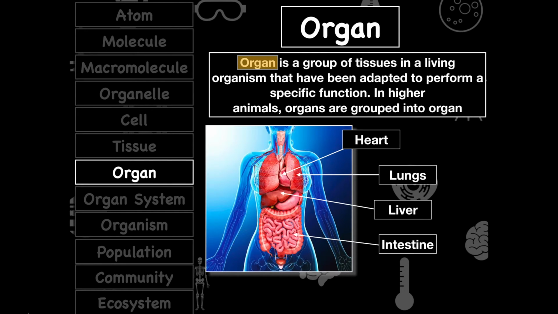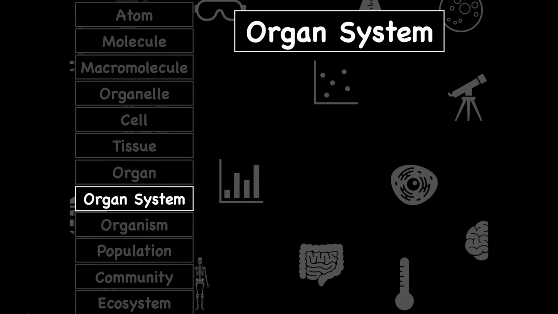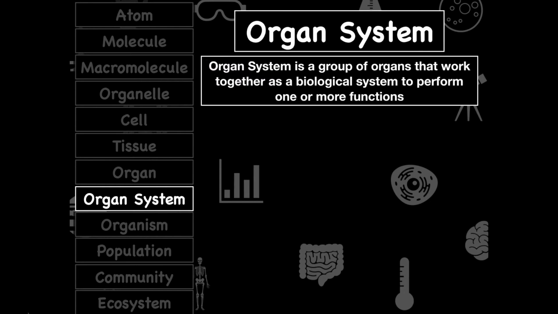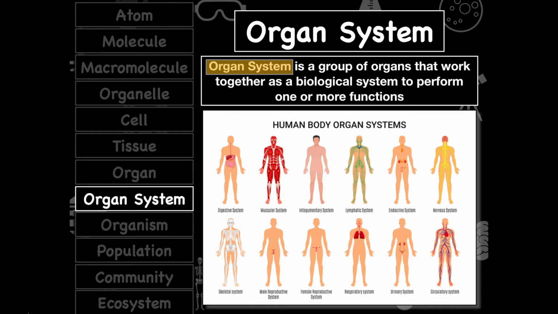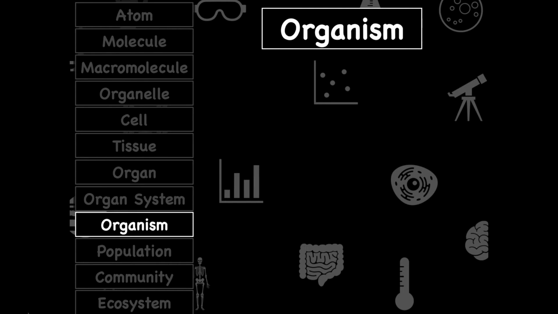These organs are a system among themselves to create a larger system called an organ system. Now, an organ system is a group of organs that work together as biological systems to perform one or more functions. So if we think about organ systems, we have the digestive, muscular, integumentary, lymphatic, endocrine, nervous, circulatory, urinary, respiratory, reproductive systems, and the skeletal system. And all of these systems essentially come together to form a larger organism.